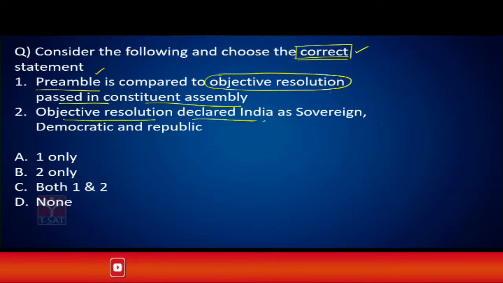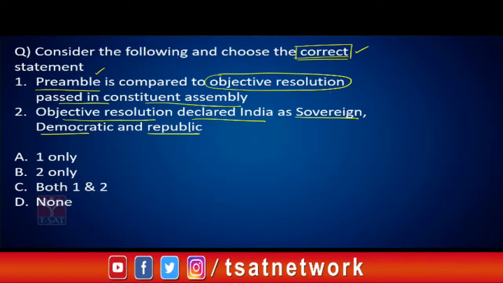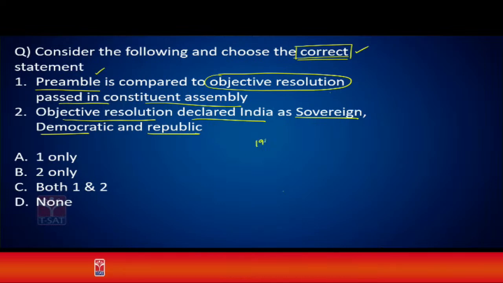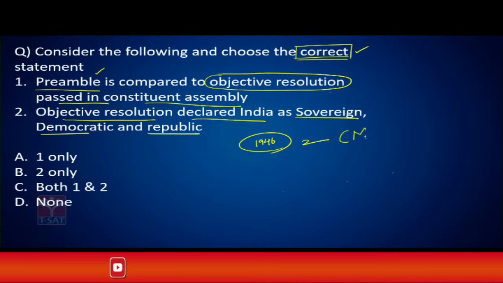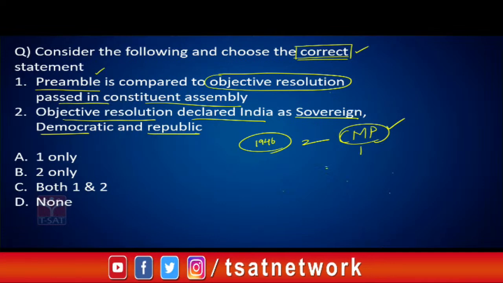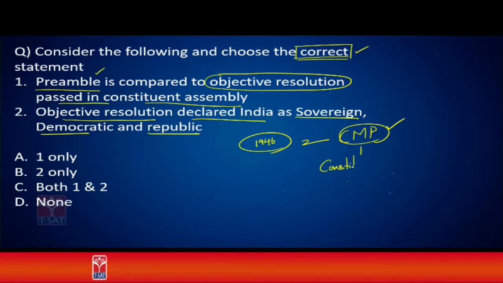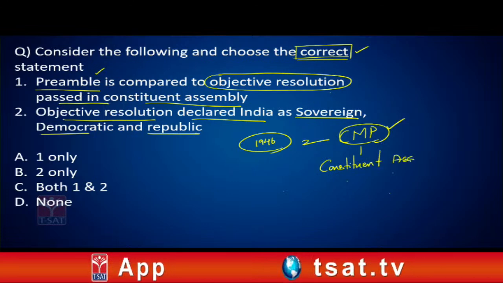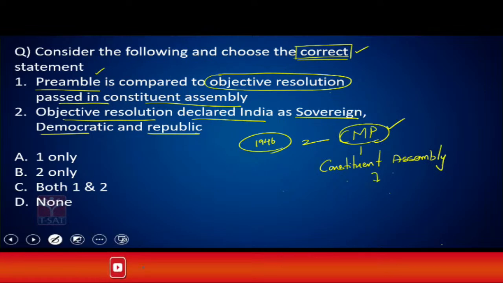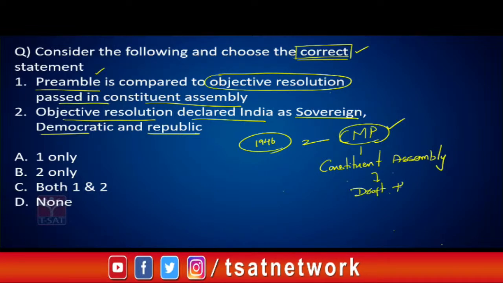The objective resolution declared India as a sovereign, democratic and republic. In 1946, as per the recommendations of the Cabinet Mission Plan, a separate Constituent Assembly was formed. Now, the main objective of this Constituent Assembly is to draft the Constitution for India. It is to draft the Constitution of India.